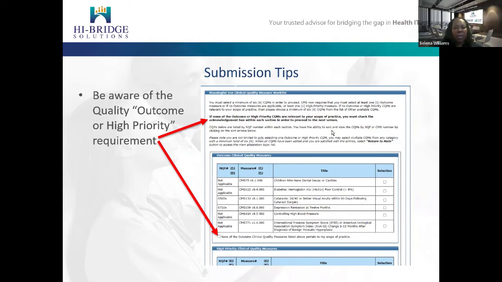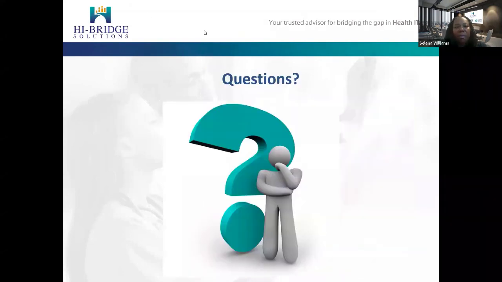And so this is just some other submission tips. Be aware of the quality outcome of high priority requirements, and these are your CQM reporting measures. Next slide, please. Liz, if you want to add anything, or if anyone's on the line and has any questions for us, any providers, or needs assistance with anything.